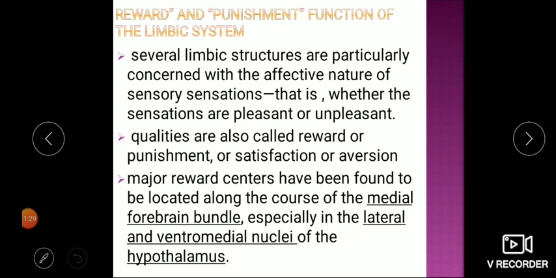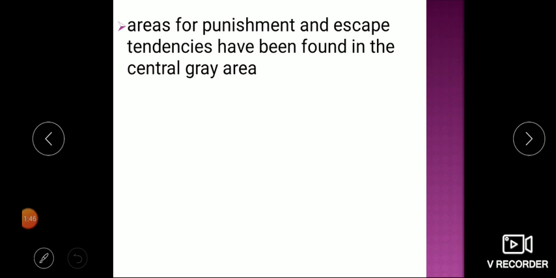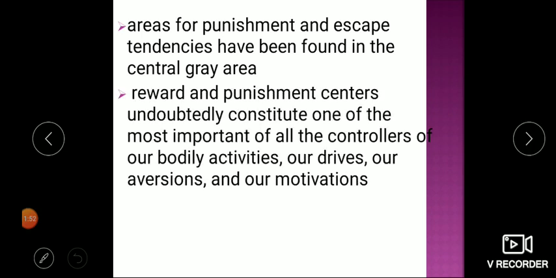So major reward centers have been found to be located along the course of the medial forebrain bundle, especially in the lateral and ventromedial nuclei of the hypothalamus. This reward and punishment is very important for our learning process in life. Areas for punishment and escape tendencies have been found in the central gray area.